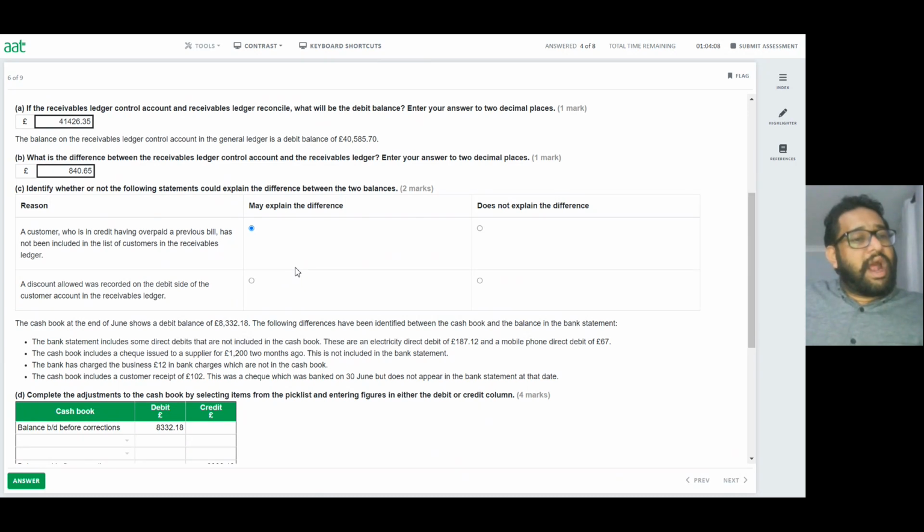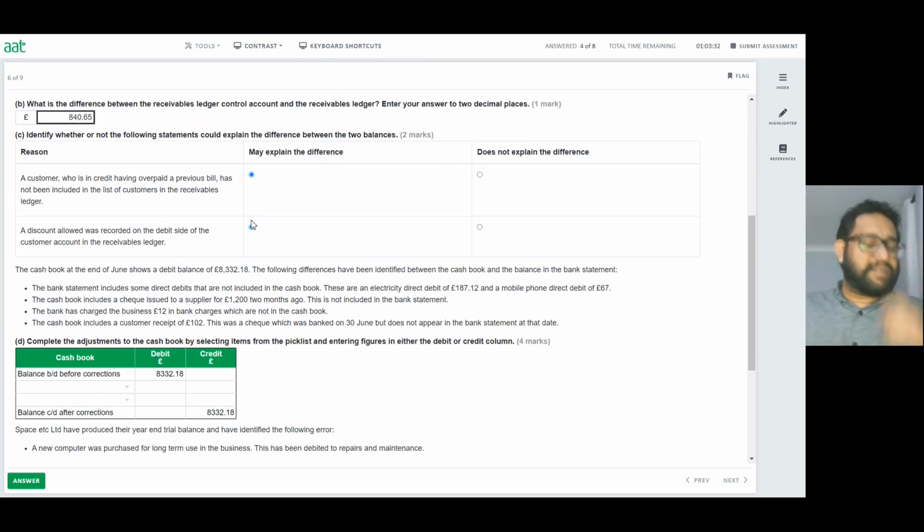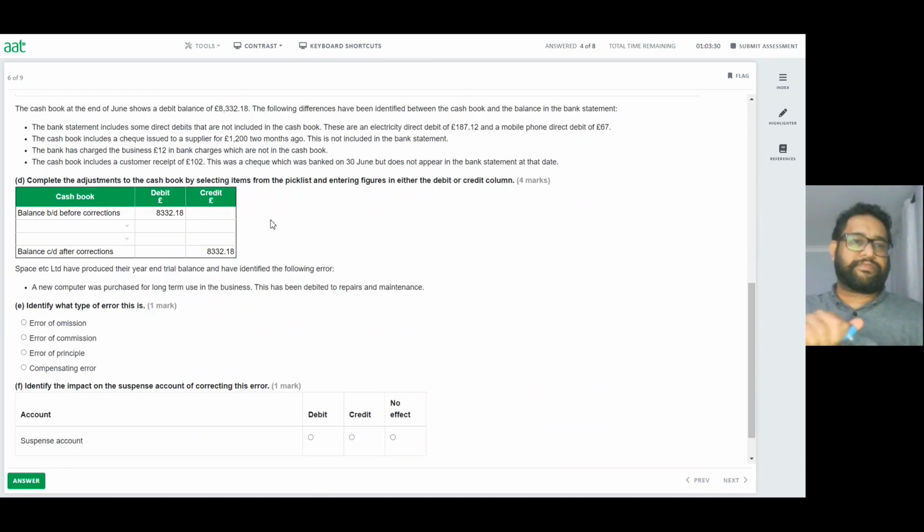But next one, have a look at it. A discount allowed has been recorded on the debit side of the customer account on the receivable ledger. When you give a discount to a customer, basically it reduces the balance. So you enter it on the credit side of their T account on their individual ledger account. But in this scenario, instead of that, we entered it on the debit side. If you've done it on the receivable ledger on the debit side, any of these customer balances could be higher than what they should be, which may result in a higher balance, which in that case may explain the difference. That's my logical argument towards it.